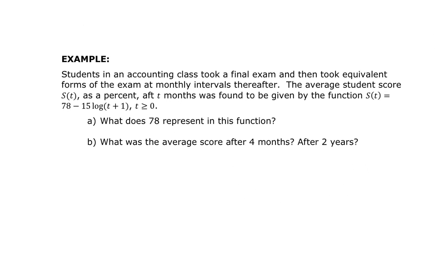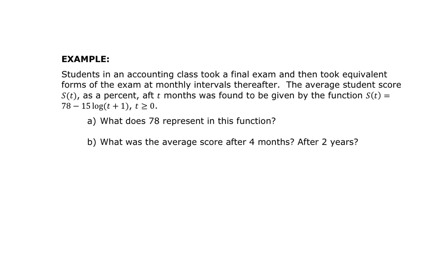So if we take a look at this example, it says, students in an accounting class took a final exam, and then they took equivalent forms of the exam at monthly intervals thereafter. The average student score S of T as a percent after T months was found to be given by this function. What does the 78 represent in this function?